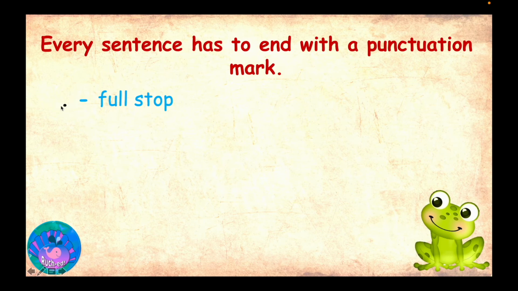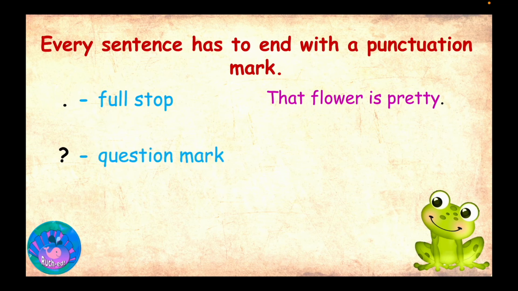When a sentence is just telling something, we end it with a full stop. For example, that flower is pretty, and you can see a full stop at the end of the sentence. A sentence could also end with a question mark. This is what a question mark looks like. When a sentence is asking something, it is a question, then we end it with a question mark and not a full stop. For example, what is your name? This is a question, so we end it with a question mark.